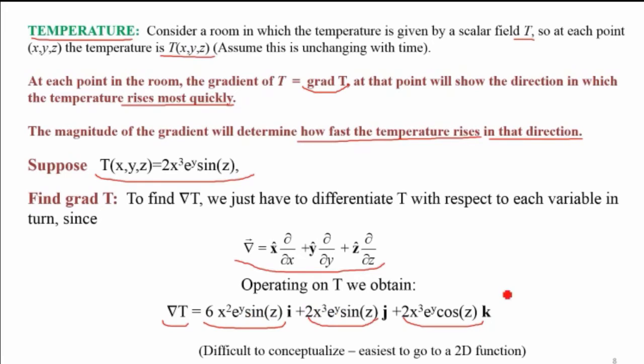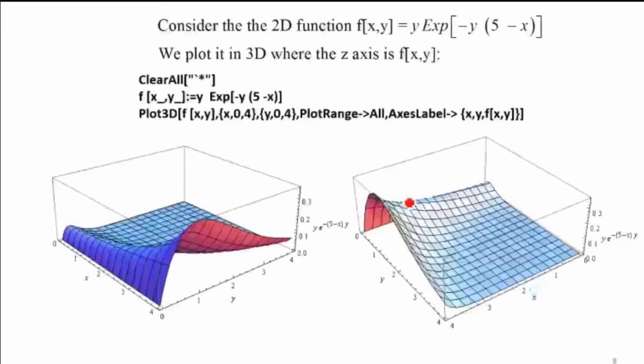This is a pretty difficult quantity to conceptualize. It's easier to go to a 2D function. And so let's look at this function here. So we have a function of x and y. Again, just out of the hat, we choose this combination. So it's the value of y, and then the exponential of minus y times 5 minus x. We can plot it. We're going to let the z-axis actually be the function itself. So here's a simple Mathematica code for doing this, and here are the results.